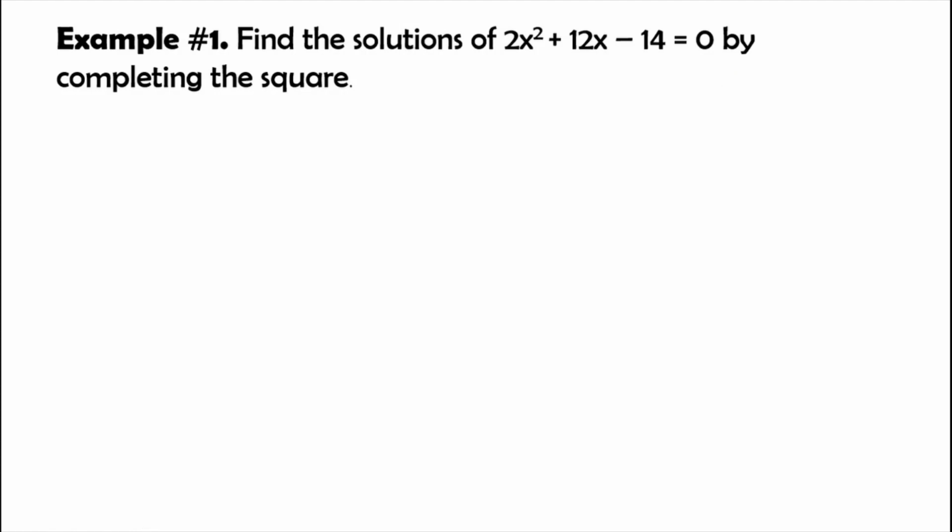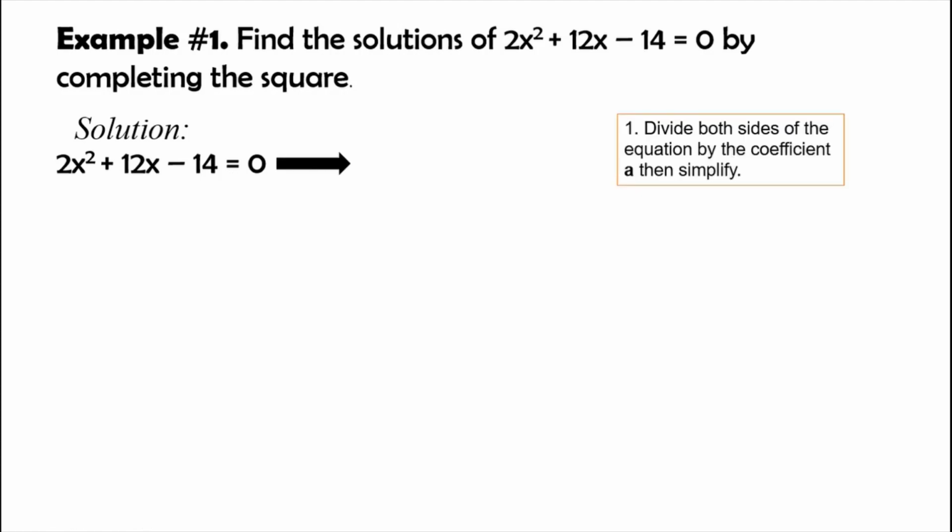Step 1. If this is our quadratic equation, 2x squared plus 12x minus 14 equals 0. Step 1: divide both sides of the equation by the coefficient a, then simplify. The value of a here is 2. So, we have to divide both sides of the equation by 2. This is how it looks. And then, simplify.